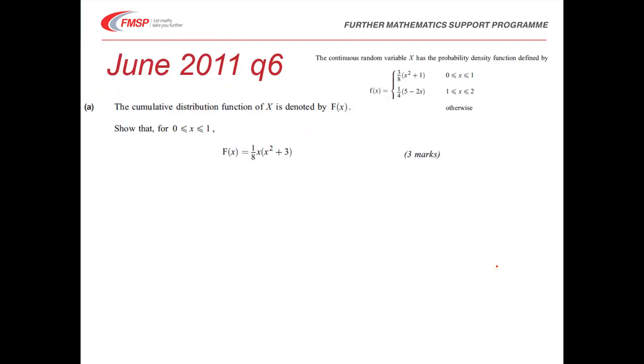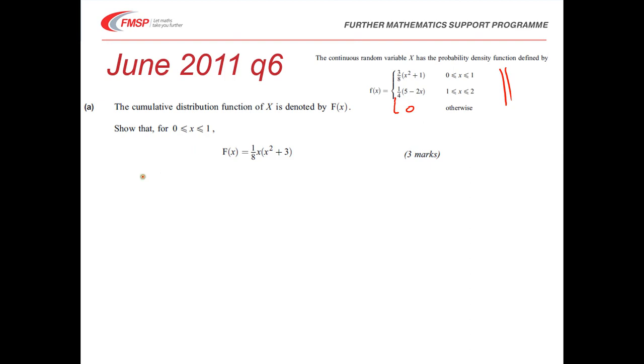So, June 2011, we're given a continuous random variable as defined here. That's the PDF, little f of x, and we're told that it's equal to three things. Either, if you're between 0 and 1, it's going to equal 3/8 (x squared plus 1). If it's between 1 and 2, it's going to equal a quarter (5 minus 2x), and it's going to equal 0 in other situations. Okay, so we've got to show that for 0 to 1, big F of x is this.